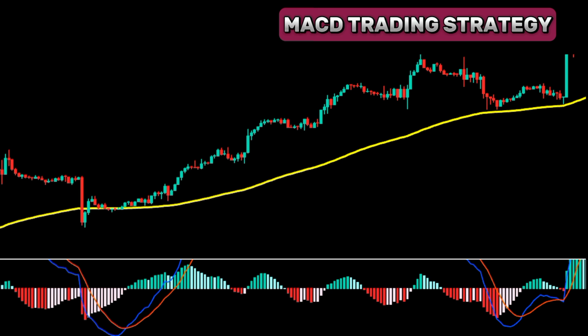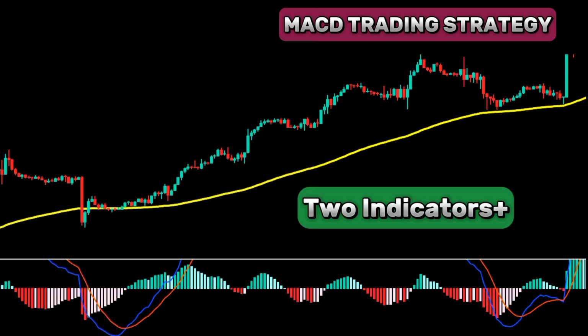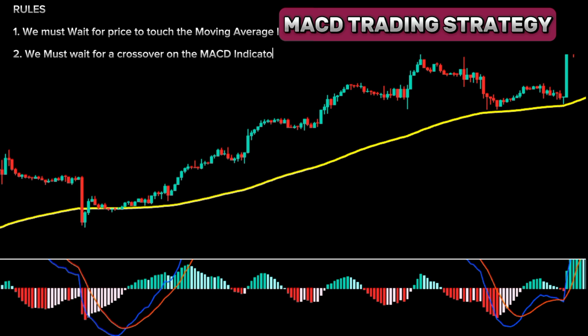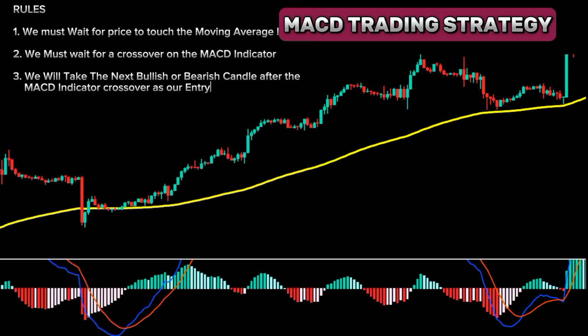Do not complicate it. And we already know for the MACD that we will be using the line crossover. So now, what happens after the crossover? In order to use these two indicators together, we are going to be following this set of rules before taking a trade. Number 1, we must wait for price to touch the moving average line. Number 2, we must wait for a crossover of the MACD line and the signal line. And finally, number 3, we will take the trade upon the next bullish or bearish candle that appears after the MACD crossover, depending on the trend.